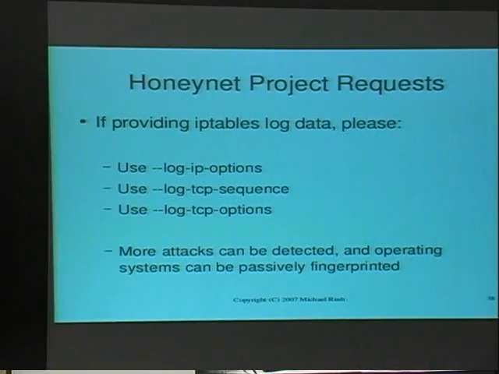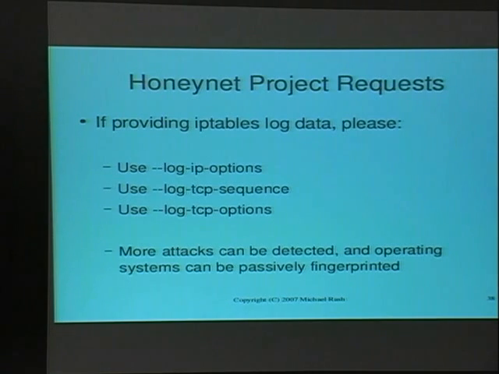Okay, so if you are running a project that's providing iptables log data, I have a couple of requests. Use the log IP options, the log TCP sequence options, and the log TCP options command line arguments in your iptables logging command. This will mean that your data will be a lot more complete. Fields that aren't logged by default will now be logged, and you can do things like a passive OS fingerprinting calculation against those logs, and other types of attacks can be detected just because your logging output will be more complete.